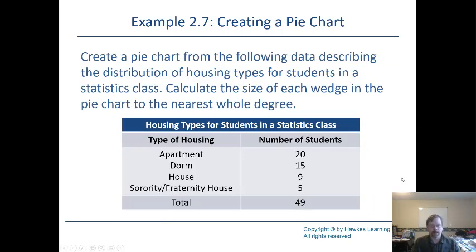Okay, so let's look at our example here. We've got student housing, specifically students in a statistics class. We've got 5 in a sorority or frat house, 9 in a house, 20 in apartments, and 15 in the dorms.